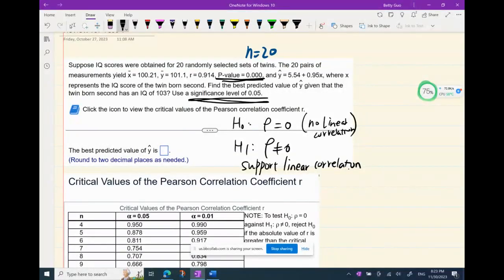In fact, yeah, the R value is given. Look at the R value. The R value is very close to 1, right? It's not only that a linear correlation exists, it has a strong positive linear correlation between the 2 variables. That makes perfect sense, right? Because they are twins, same DNA, similar DNA.